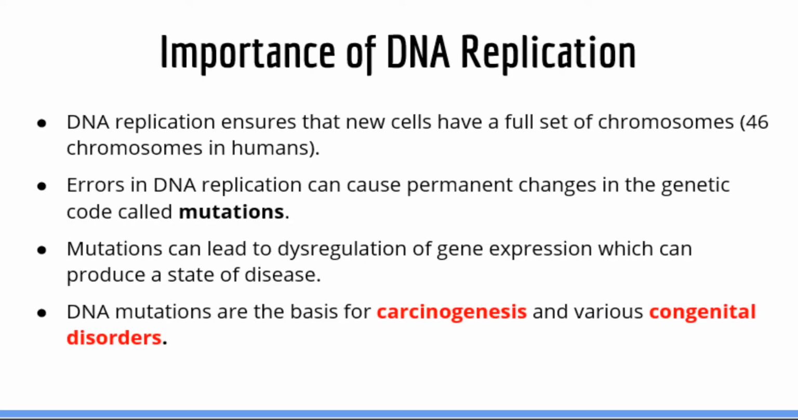As we said before, errors in DNA replication form the basis for a significant quantity of human diseases. In order for the body to make new cells, DNA must be copied accurately in order to ensure that every cell receives a copy of the DNA. Errors in DNA replication, if they are not repaired, can cause permanent changes in the genetic code.